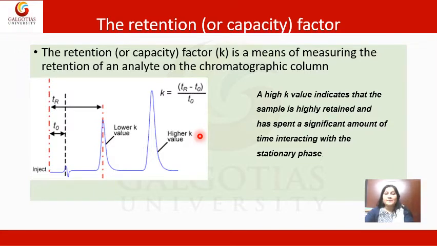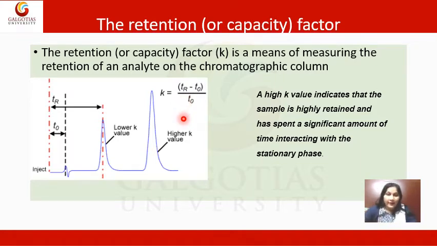with the stationary phase. It means the component that has more affinity with the stationary phase will have more retention time, and the component that has lesser affinity with the stationary phase and more affinity with the mobile phase will have lesser retention time. The retention factor can be calculated by k is equal to Tr minus T naught by T naught. Now you know that Tr is the retention time of a component.